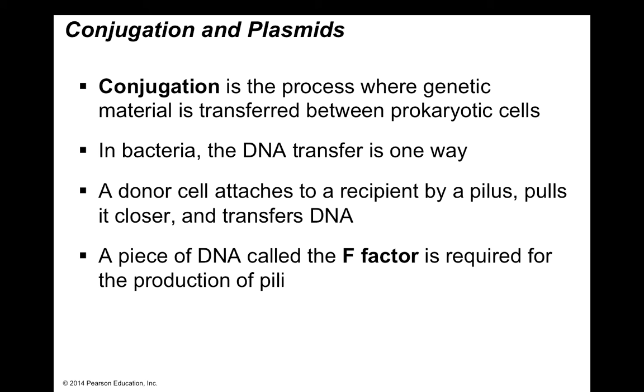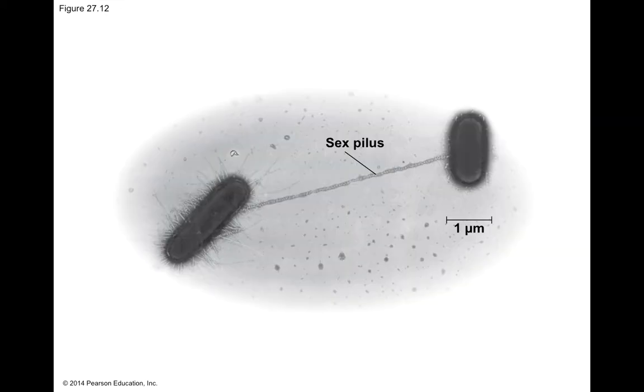The last mechanism of genetic recombination is conjugation. This is when bacteria can transfer genetic material from one bacteria to another. However, this only happens in a one-way direction. There's a donor cell, and that cell gives DNA to the recipient cell. The DNA is moved between the bacteria through a connection called a sex pilus, or a mating bridge. So some people do refer to this method as bacterial sex.